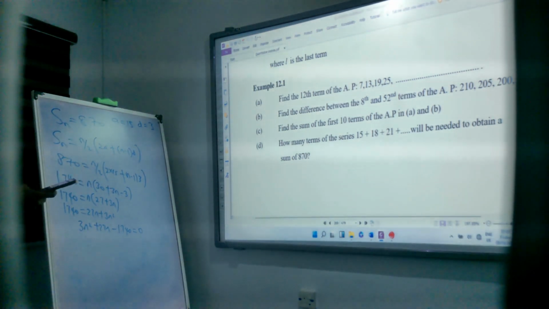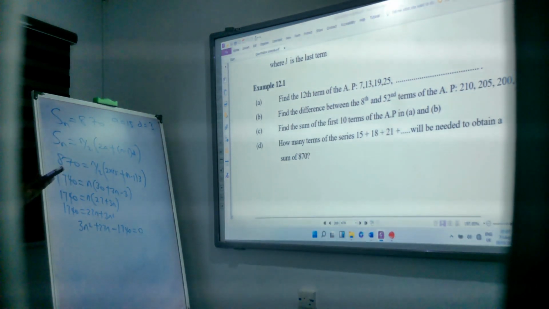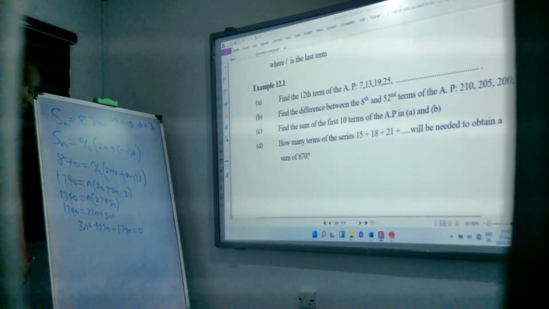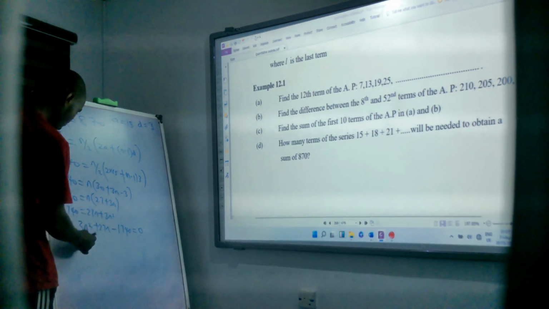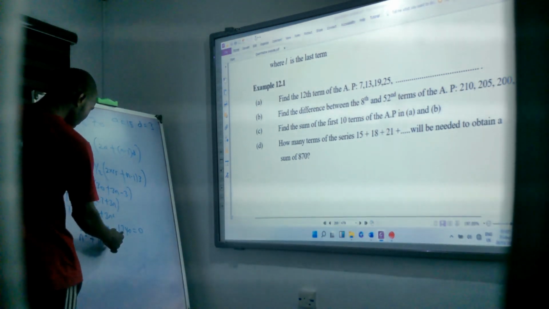Can I divide all through by 3? Let's try it. If I divide 1,740 by 3, I think 3 should be able to divide that. Divided by 3, that is 580. And 3n squared divided by 3 is n squared.